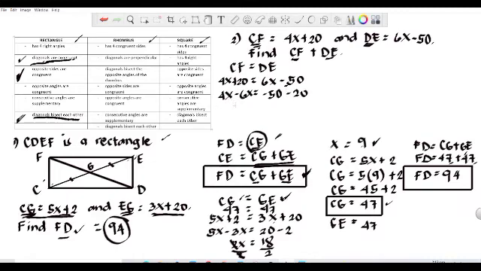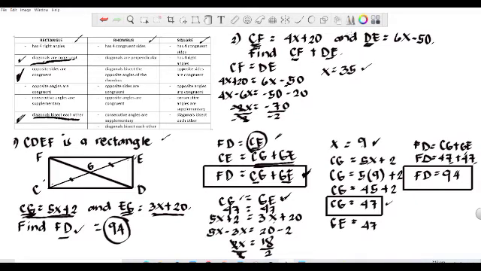Alright, so let's solve 4X minus 6X. That is negative 2X. It's equal to negative 50 minus 20. That is equal to negative 70. Divide both sides by negative 2. So we will cancel out negative 2. Therefore, we will have, ituloy natin dito, X is equal to negative 70 divided by negative 2. That is equal to 35. So X is equal to 35.